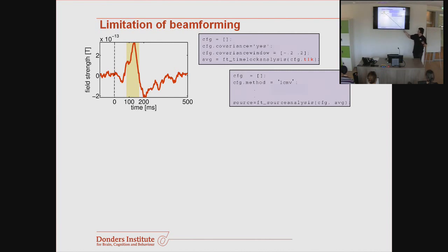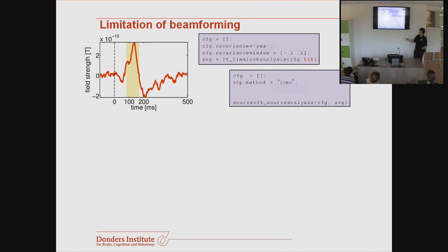Let's call this time lock, the red TLK here. In order to compute the LCMV representation of this, you call FT time lock analysis again with your event-related field as an input. But in addition to that, you specify that you want the covariance estimate to be present in the output, and also what the window of the estimation of the covariance matrix is. In that case, some 400 milliseconds around the stimulus onset. So in that output, avg, the covariance matrix is present. This is what is needed in FT source analysis in order to compute the LCMV representation of it.